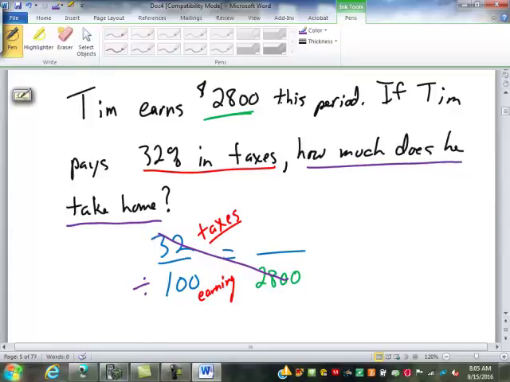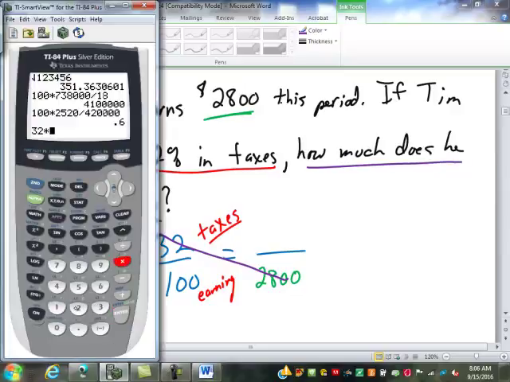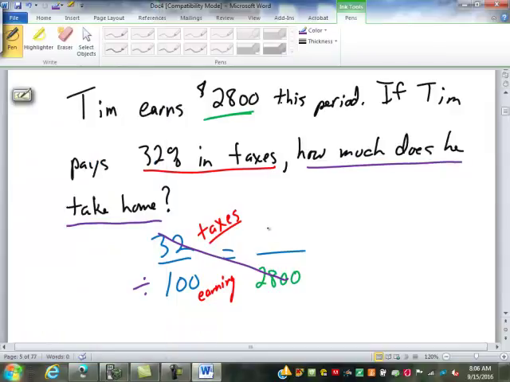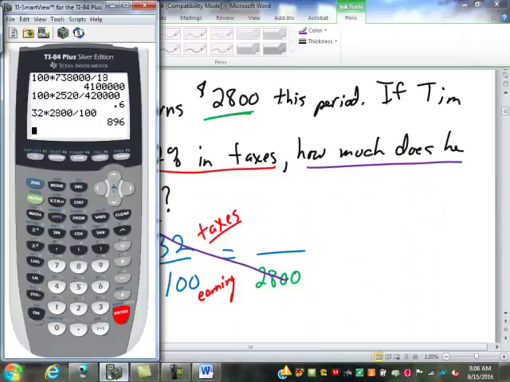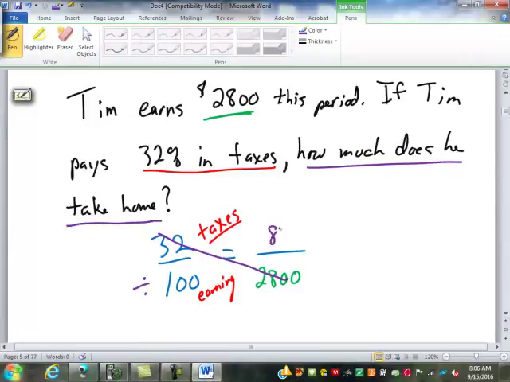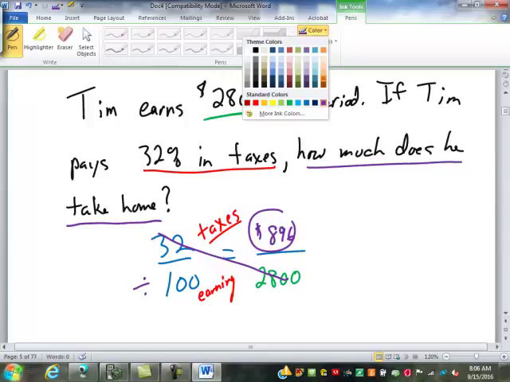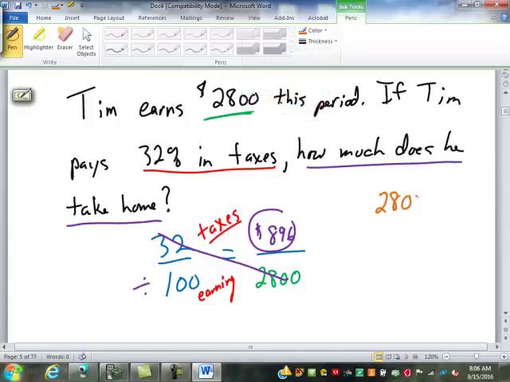32 times 2,800 divided by 100 is 896. Did I do that right? $896. That is his taxes. Can we find the amount he takes home from that? Yeah. Take our 2,800 and subtract 896. It's going to give us 1,904 is what he takes home.